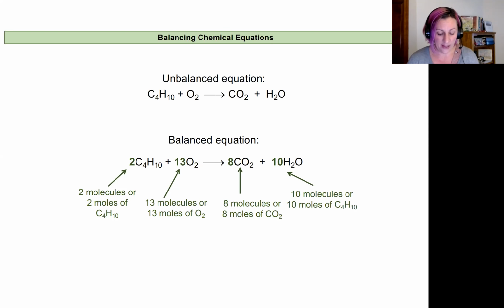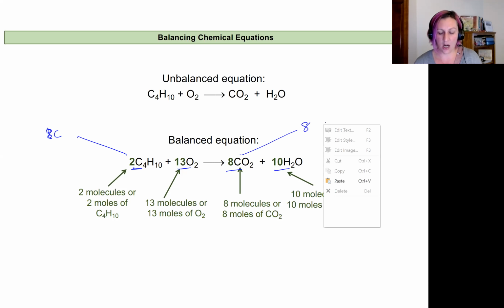So if I put a 2 in front of my butane, a 13 in front of my oxygen, an 8 in front of my carbon dioxide, and a 10 in front of my water, I'm going to have the same number of carbon atoms on both sides of the arrow, and the same number of hydrogens and the same number of oxygens. And I could count that up real quick. So I have 8 carbon on my reactants, and I have 8 carbon on my products.